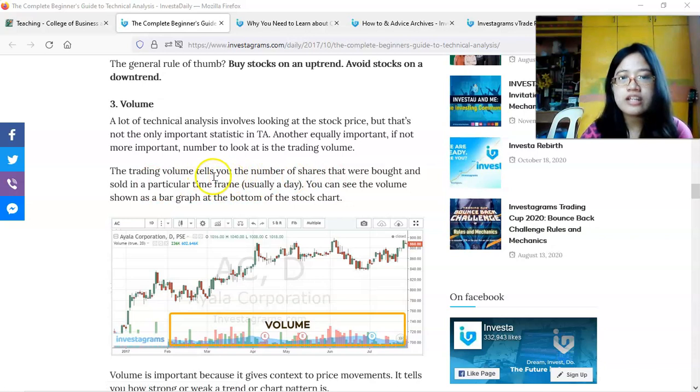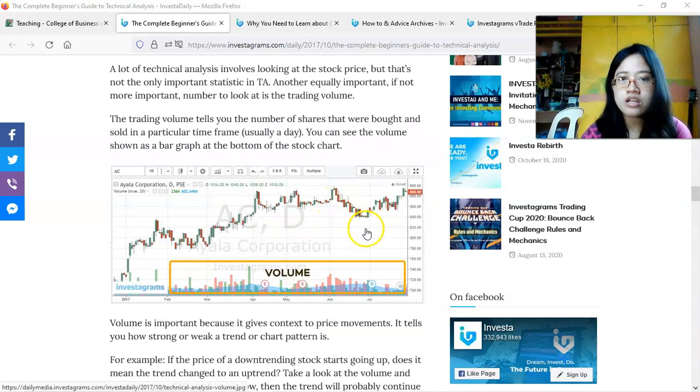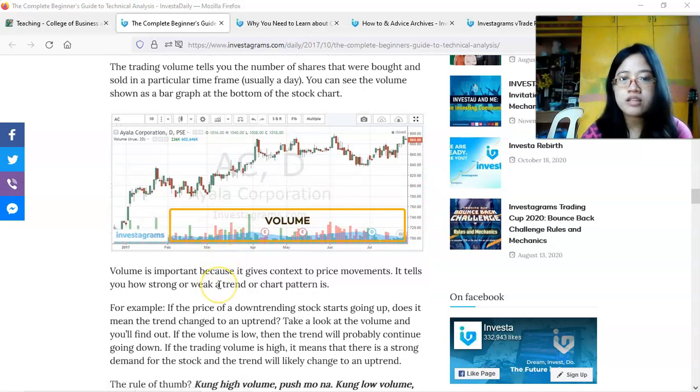Number of shares tells you the number of shares that were bought and sold in a particular time frame, usually a day. You can see the volume shown as a graph at the bottom of the stock chart, right? So, ito yung market price, ito yung volume. Volume is important because it gives context to price movements. It tells you how strong or weak a trend or chart pattern is. Okay?